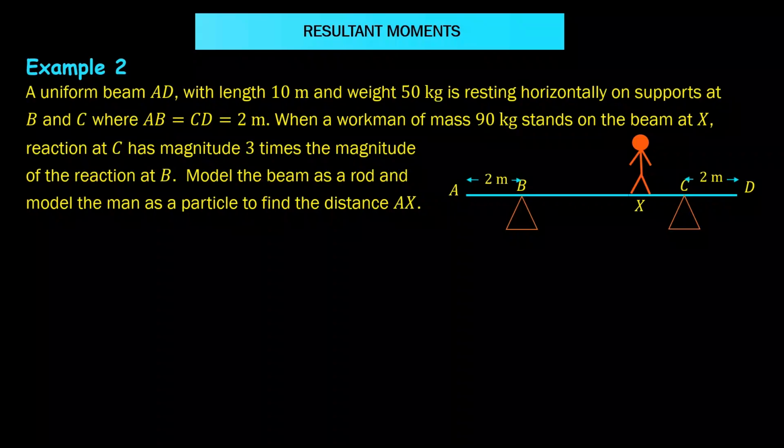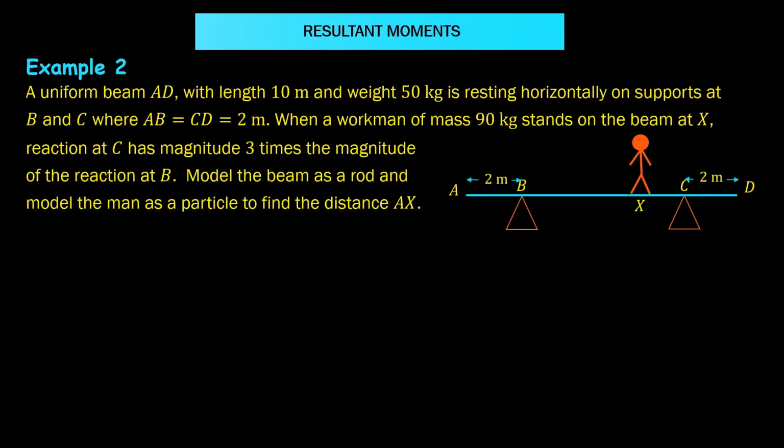Now let's take a look at another example. A uniform beam AD with length 10 meters and mass 50 kilograms is resting horizontally on supports at B and C, where AB equals CD equals 2 meters. When a workman of mass 90 kilograms stands on the beam at X, the reaction at C has magnitude 3 times the magnitude of the reaction at B. Model the beam as a rod and model the man as a particle to find the distance AX, as shown in the diagram.